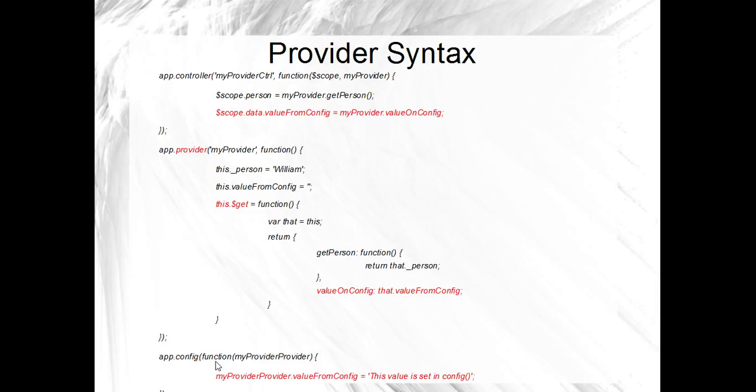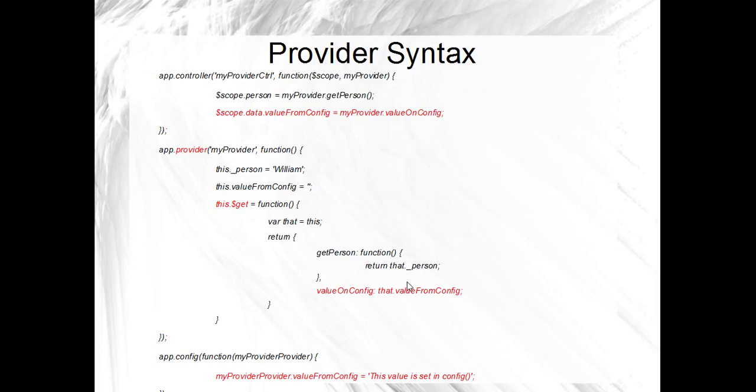So this is where we could actually configure module wise configurations even for the services even before those are available within the application. So here particularly when you see this valueFromConfig is actually being set to this value is set in config here. So when any controller tries to access this provider's particular variables, so you could actually see this being overridden particularly with this valueFromConfig value from the config section.